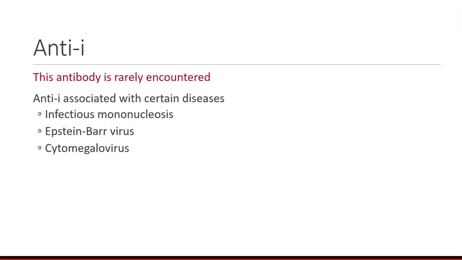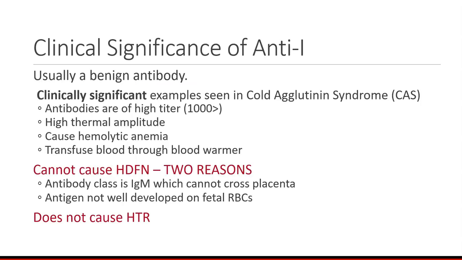Anti-little i antibodies are rarely encountered. Anti-little i is most frequently associated with certain diseases, with infectious mononucleosis being number 1. So remember that: you see anti-little i, disease association, think infectious mononucleosis. It has also been detected in people with Epstein-Barr virus and cytomegalovirus infections.